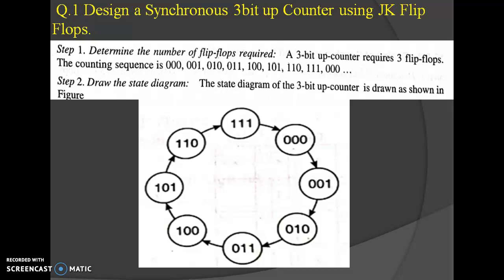Step 2. Draw the state diagram. At first, we start the counting from 000 state. So, this is the state diagram. This is 000 state. We start counting here. So, the next step is 001. Next 010. Next 011. Next 100. Next 101. Next 110, next 111. Again return to 000.